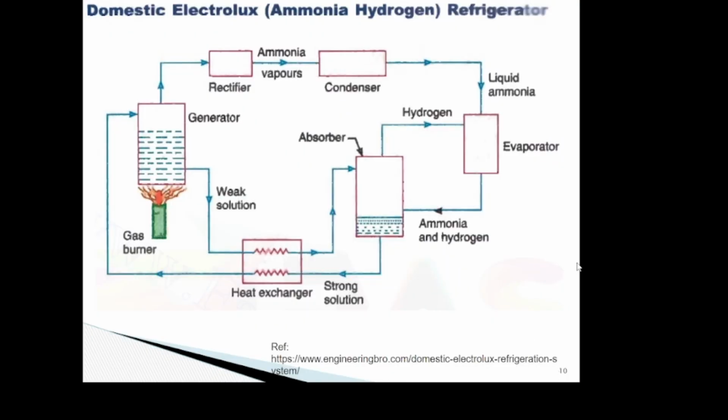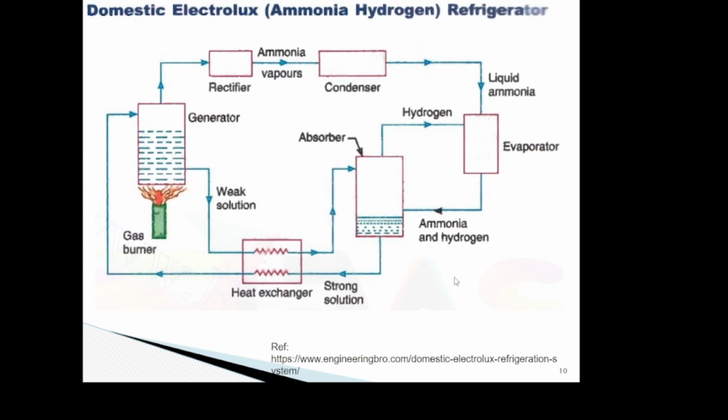Hello everyone. Today we are going to discuss the domestic Electrolux vapor absorption cycle. In this cycle, we have three fluids. First one is ammonia, which is used as a refrigerant. Second one is hydrogen, which is used as an inert gas in this case. This hydrogen gas is the lightest gas and it is basically used to increase the rate of evaporation of liquid ammonia passing through the evaporator.